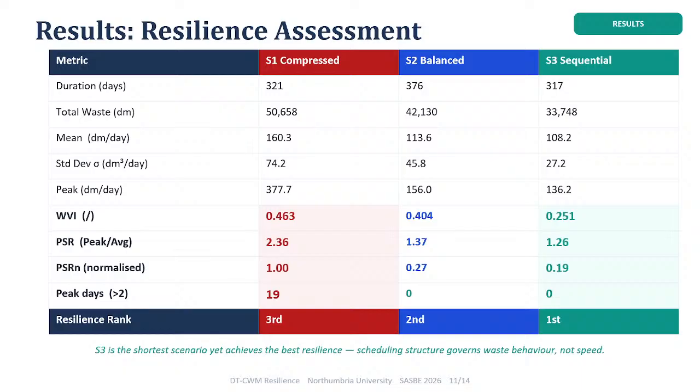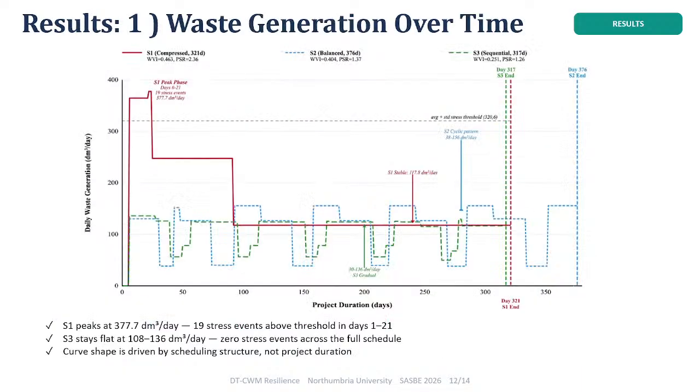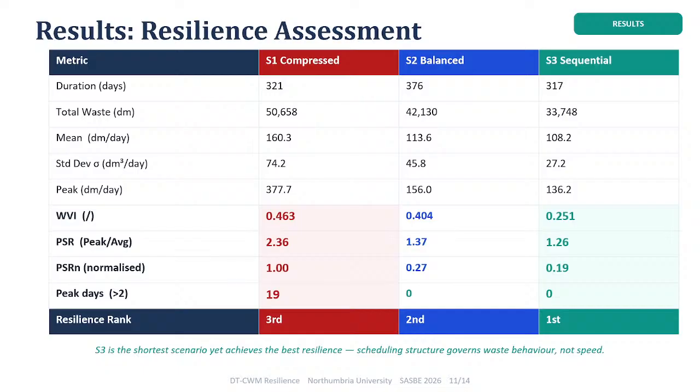And here are the results of the 3 scenarios. We can see here that the first scenario generates the maximum total waste volume with about 50 cubic decimeters, and also generates the maximum waste volatility index and peak stress ratio, while the third scenario gives us the best resilience with the least values for both waste volatility index and the peak stress ratio.